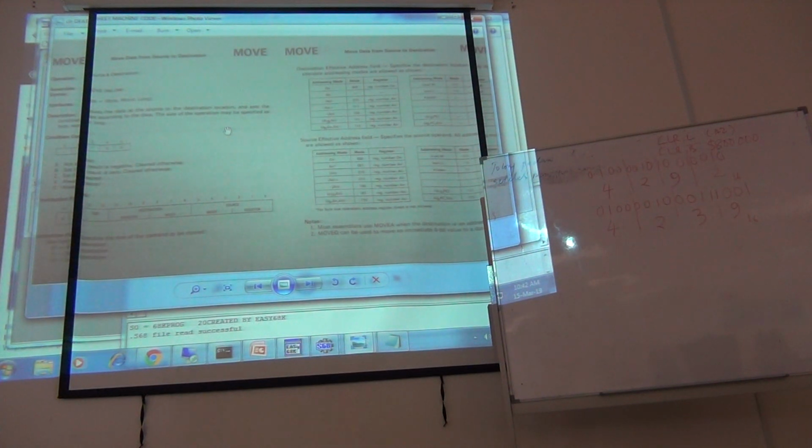Example, very simple here. Look at the table here. This is for the destination. This is for the source effective address. This is the instruction code, 16-bit. So you have to refer to this. For this 16-bit, only 2 are permanent numbers. The rest you have to fill up.